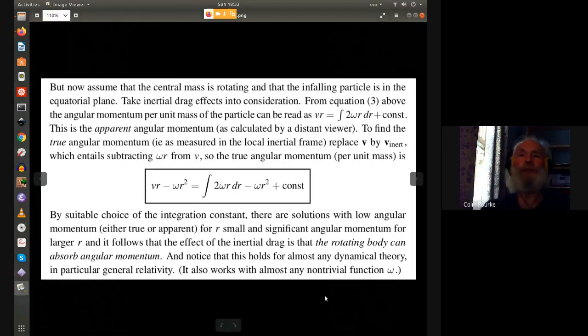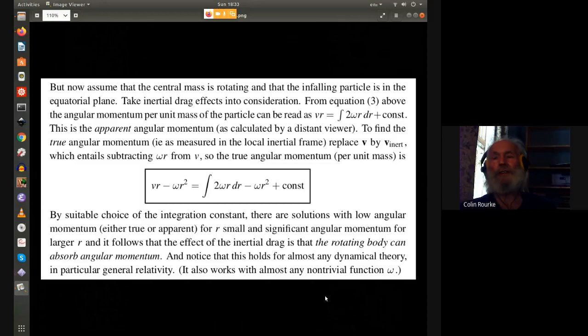Now, assume that the central mass is actually rotating and the infalling particles are in the equatorial plane. Take inertial drag effects into consideration. From equation 3 above, well, I won't go back to it because it'll take ages to find it, you can read the angular momentum per unit mass as the integral of 2 omega r dr plus a constant. That's the apparent angular momentum from the distance, and for the true angular momentum, you want to replace v by v inert, and you get this formula here in the box.